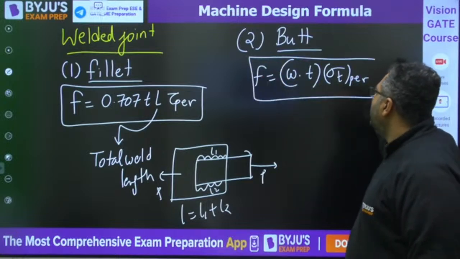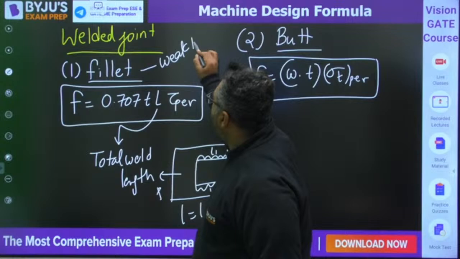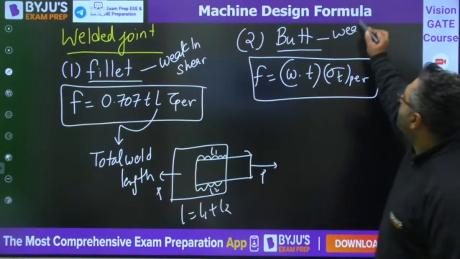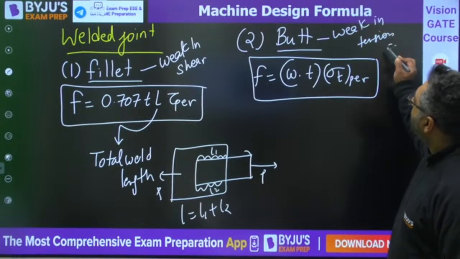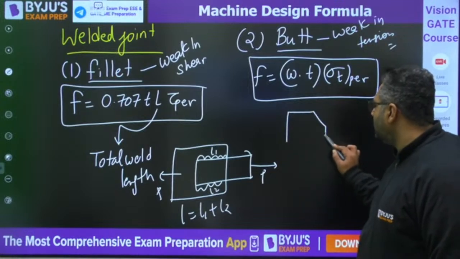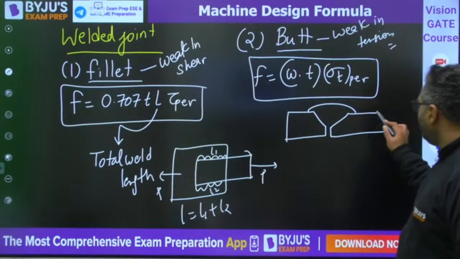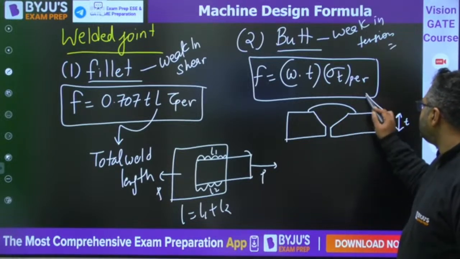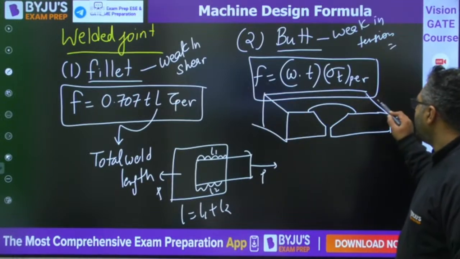Because butt welds are weak in tension. They are weak in shear, weak in tension. Okay, and I would also like to tell you butt welds look like this. This is the butt weld, and here the thickness of this is T and the width of the plate is W. W is the width of the plate.